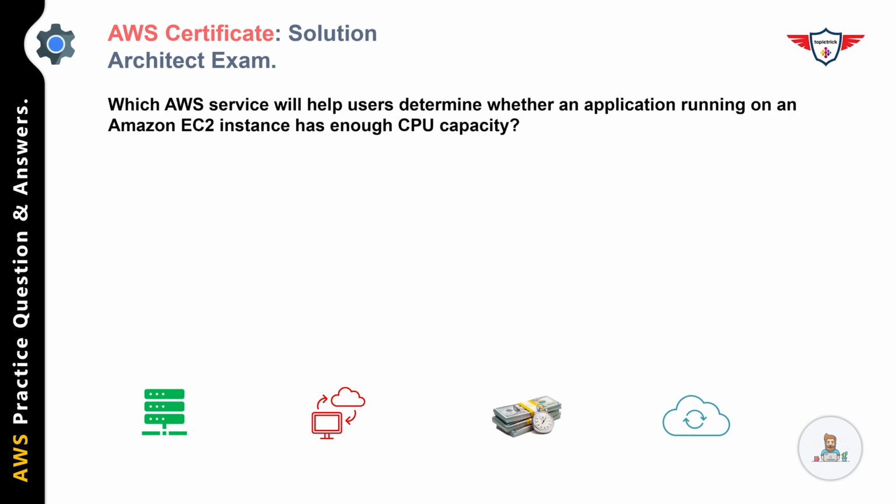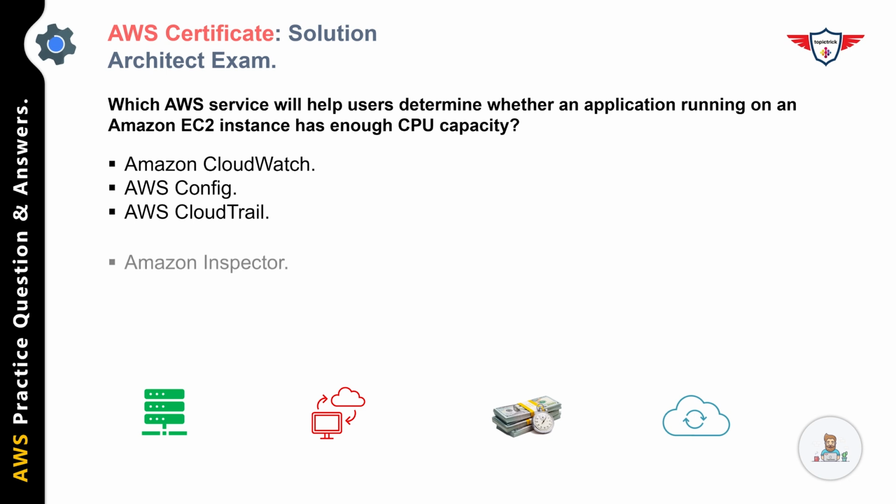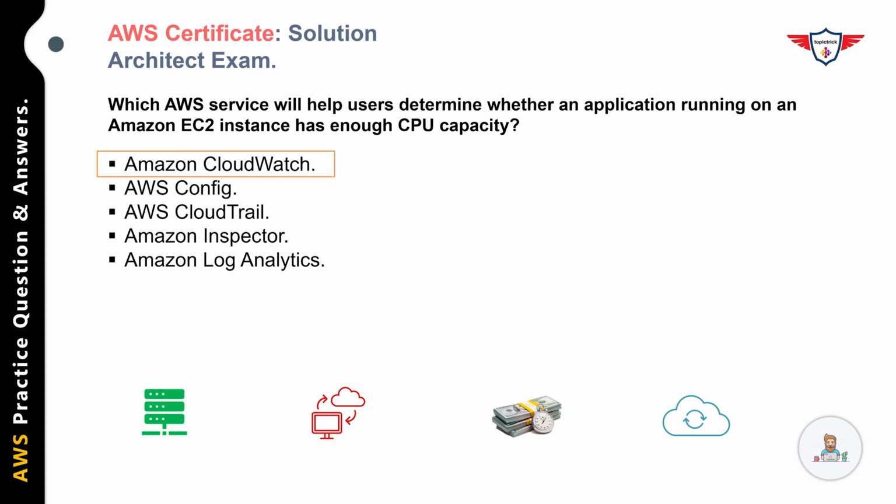Which Amazon service helps users to determine whether an application running on an Amazon EC2 instance has enough CPU capacity? Your options are Amazon CloudWatch, Amazon Config, Amazon CloudTrail, Amazon Inspector, and the last one is Amazon Log Analytics. The correct answer is Amazon CloudWatch. It monitors AWS resources and the applications that run on AWS in real time. For example, you can monitor CPU utilization, disk input output, and network utilization for an EC2 instance that hosts an application.